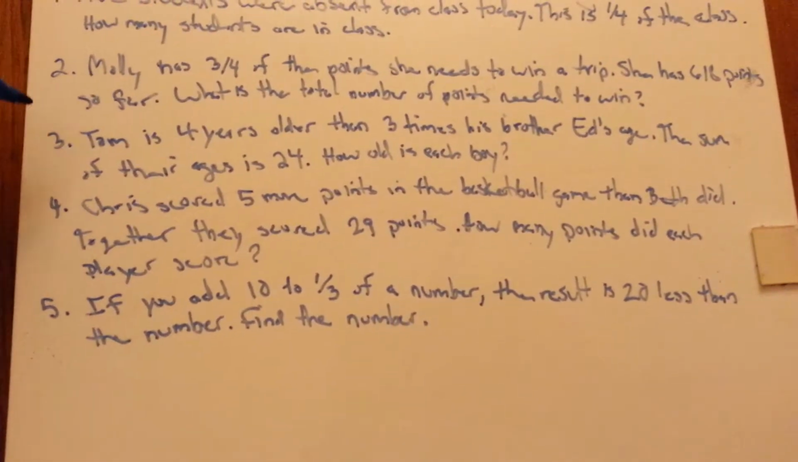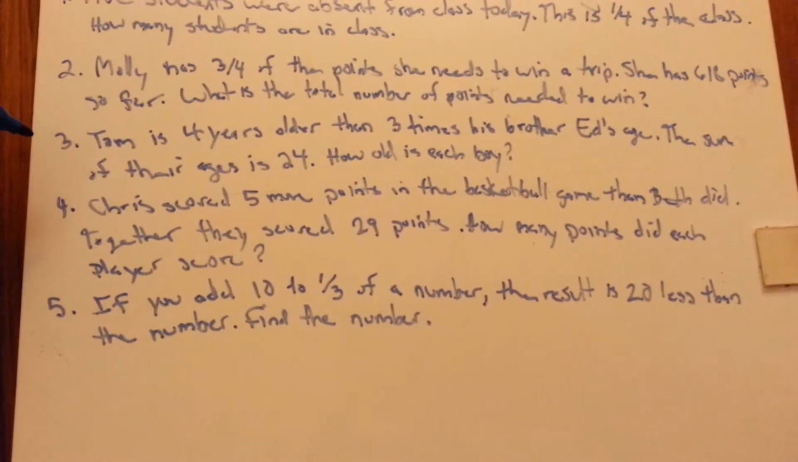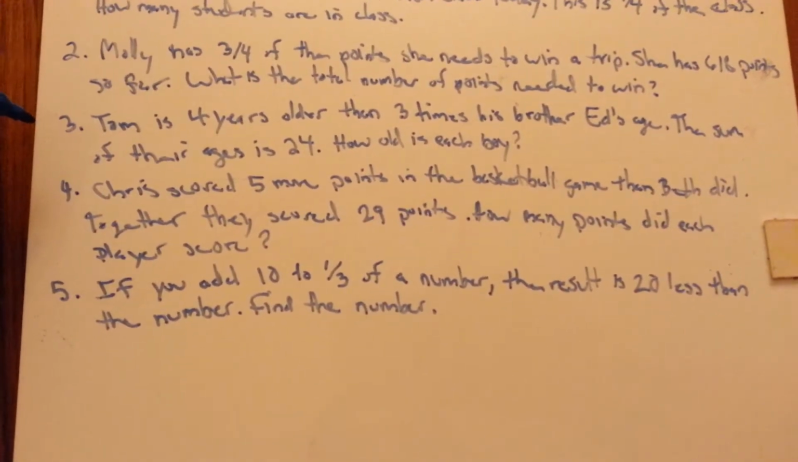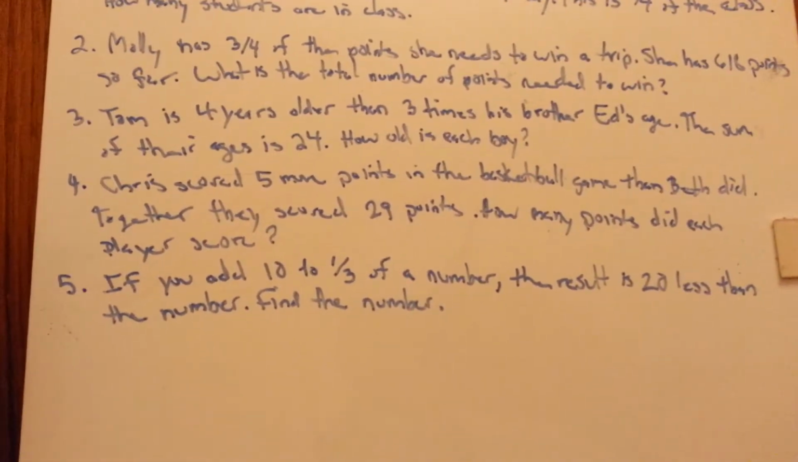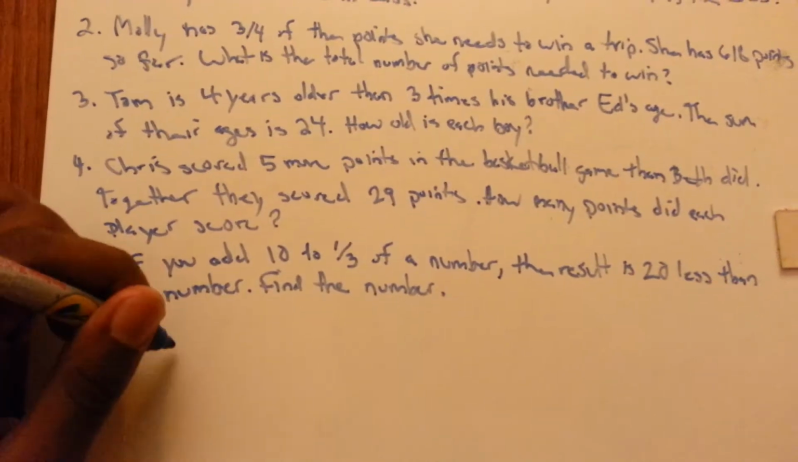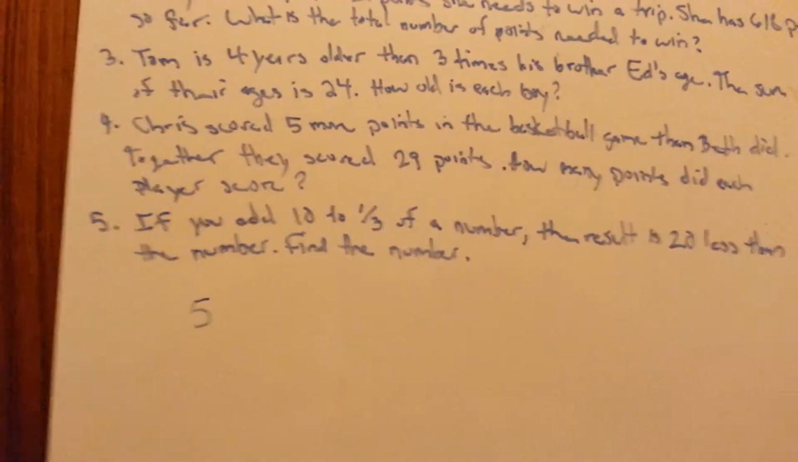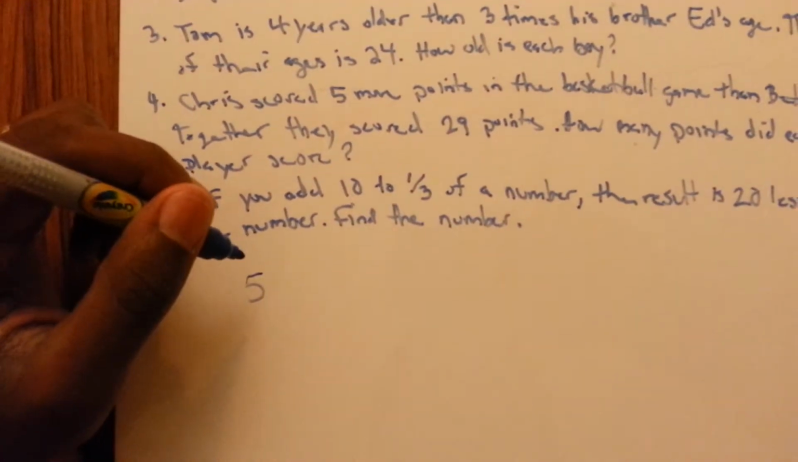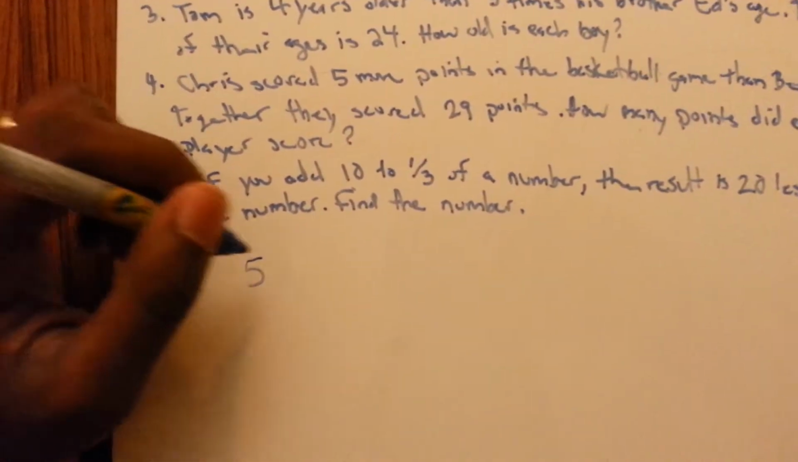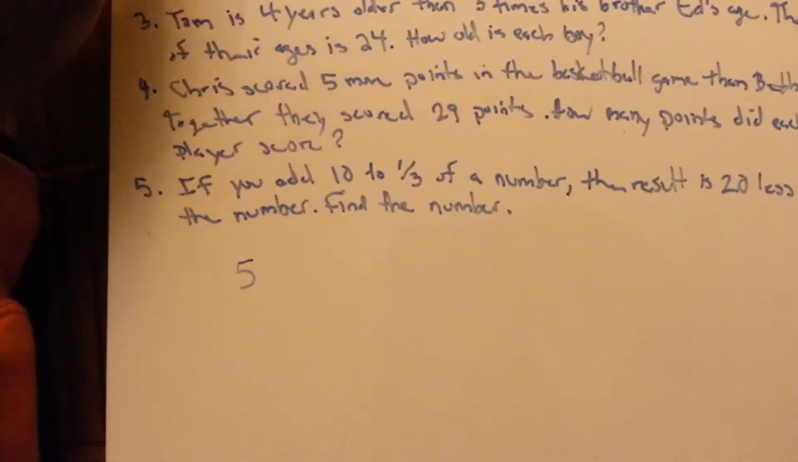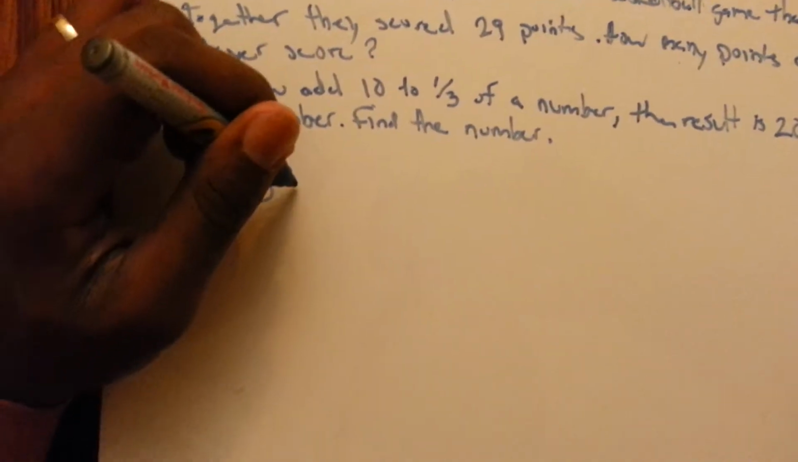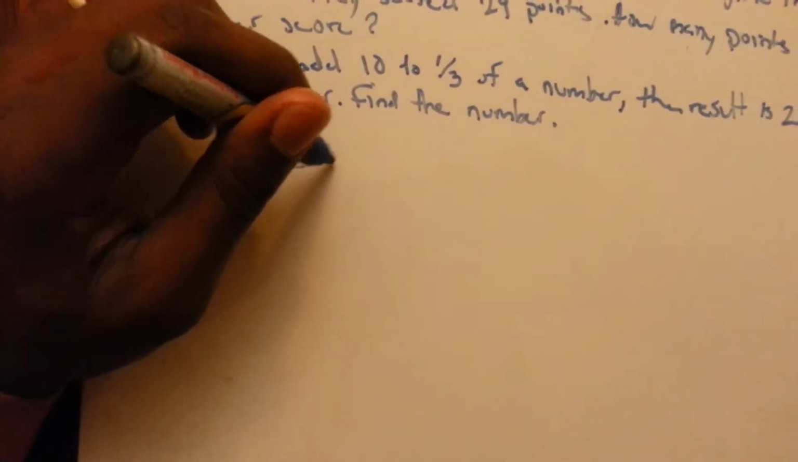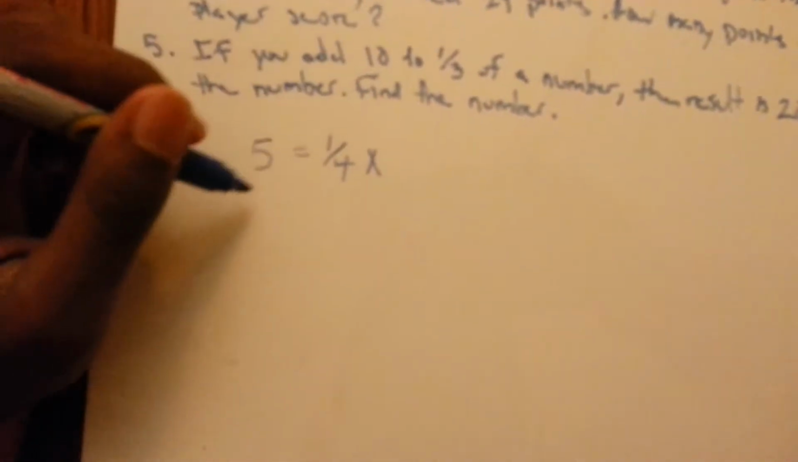So the first problem: 5 students were absent from class today. This is 1/4 of the class. How many students are in class? So you have to take the little hints from the word problem that they give you. 5 students equals 1/4 of the whole class. So 5 equals 1/4 x.